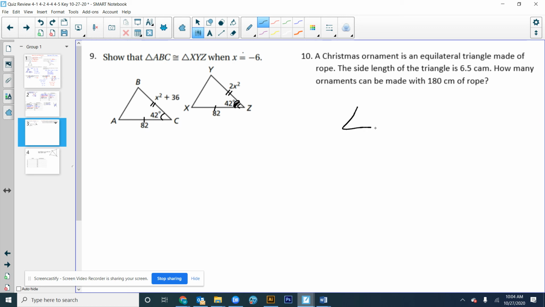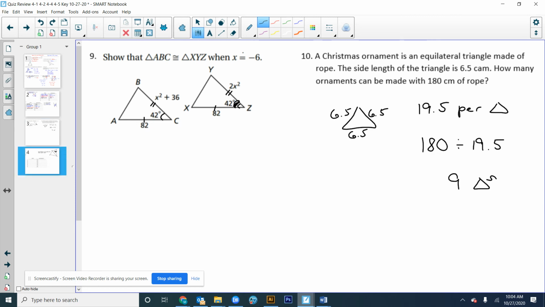Christmas ornament is an equilateral triangle made of rope. The side lengths are 6.5. Well, if it's 6.5, 6.5, 6.5, 6.5 plus 6.5 is 13, plus 6.5 is 19.5 per triangle. Well, if we have 180, we're going to divide by 19.5. Help me out. Calculator out. I'm getting 9 triangles. 9 triangles with some left over.